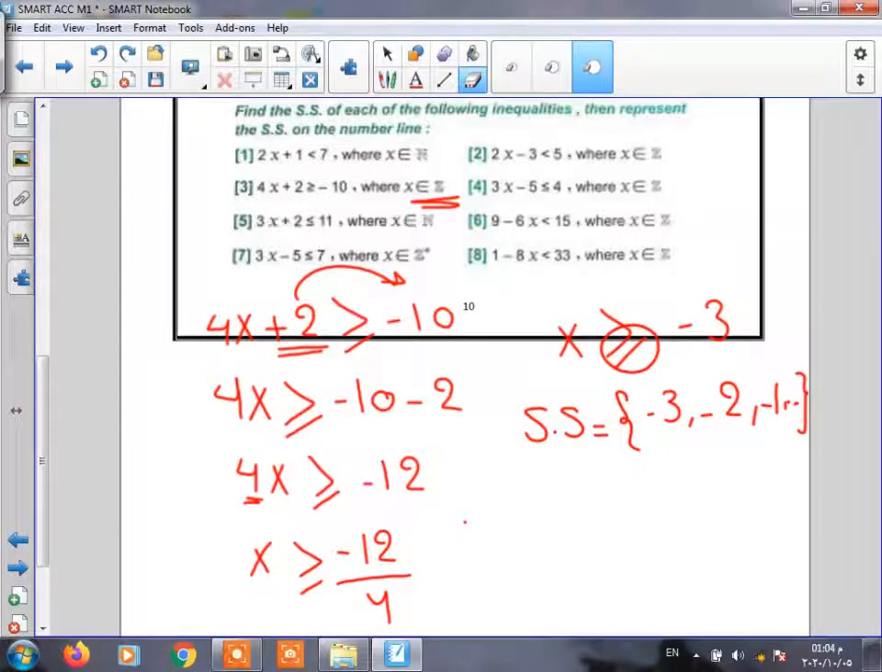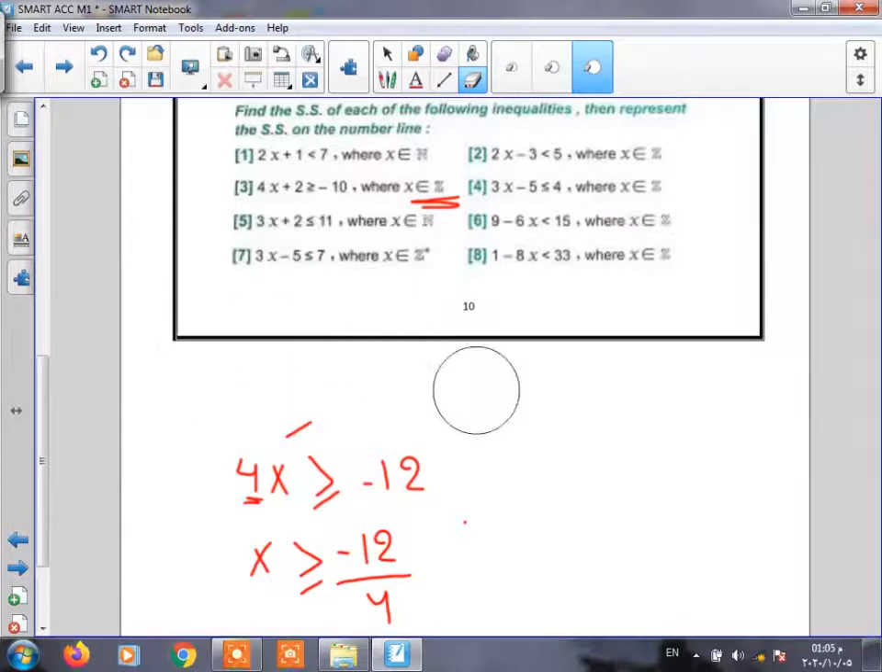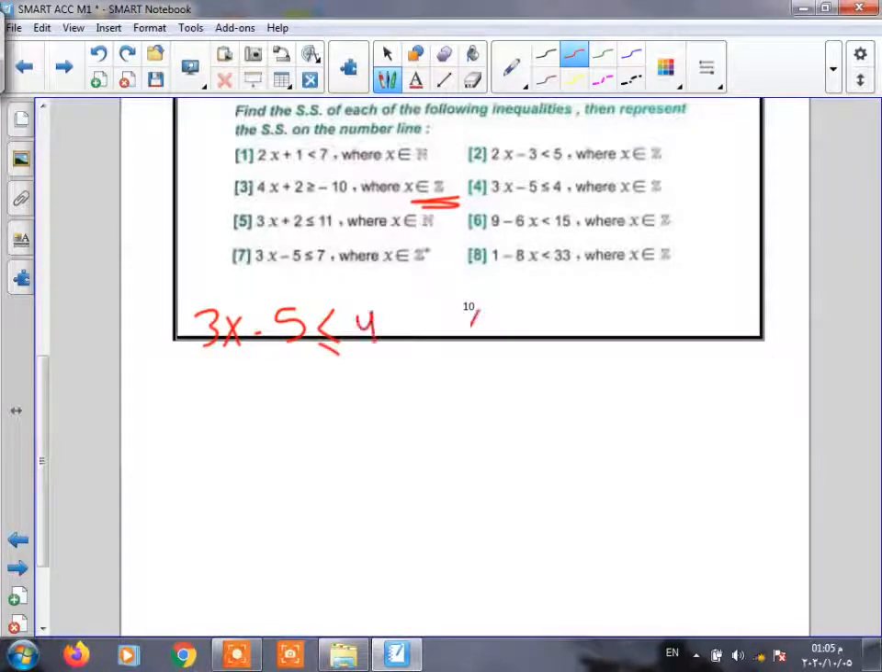In number 4, I have 3x - 5 ≤ 4, where x belongs to Z. Okay, I will take all of the numbers.